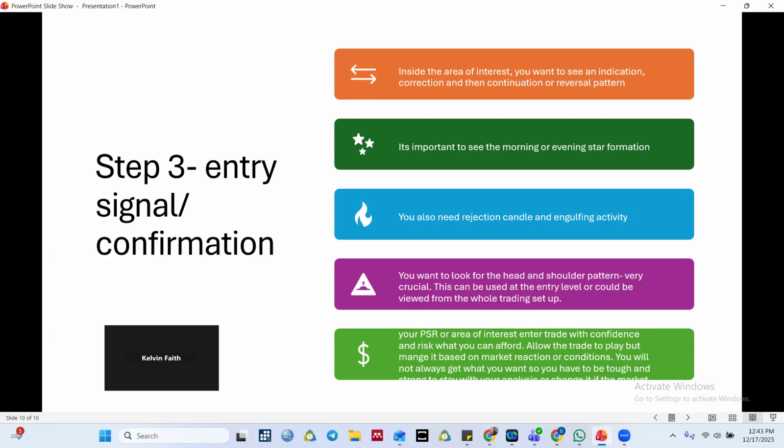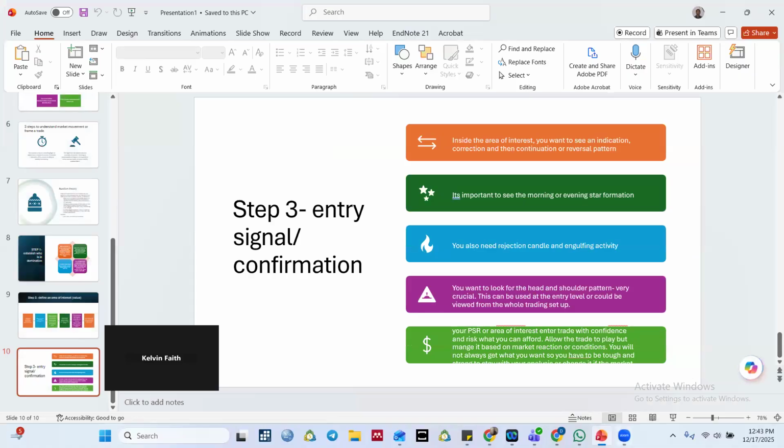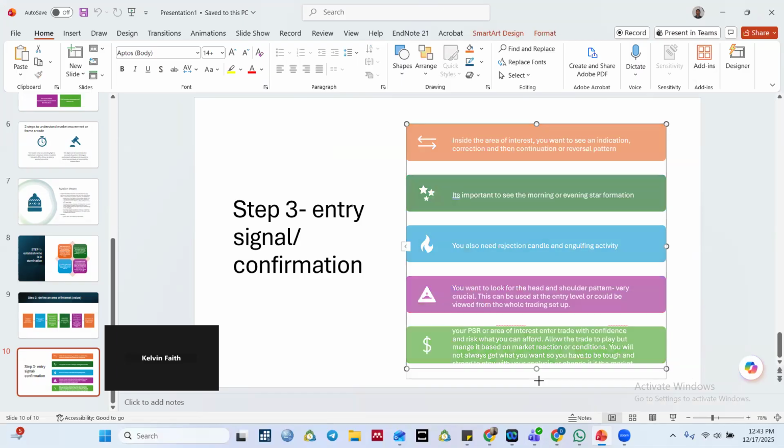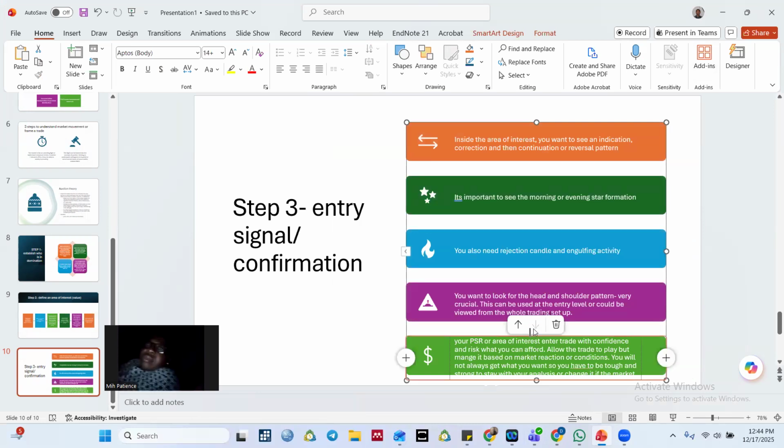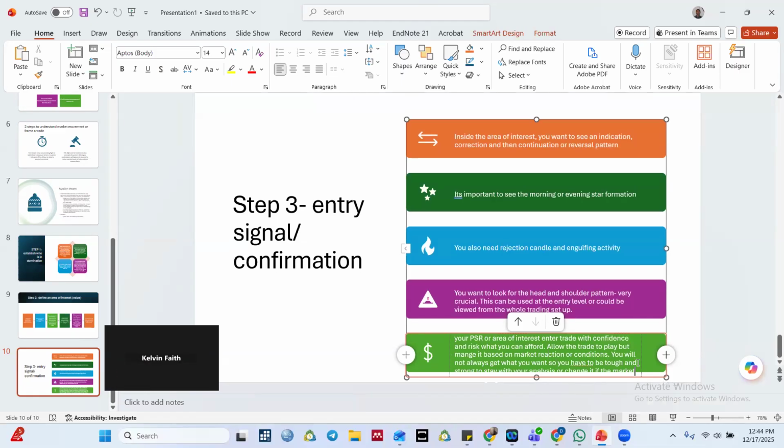Sorry, let me see. I think I'm not seeing these words well. Do you guys see? I think because of the design I'm using, I'm not seeing all the writings well.